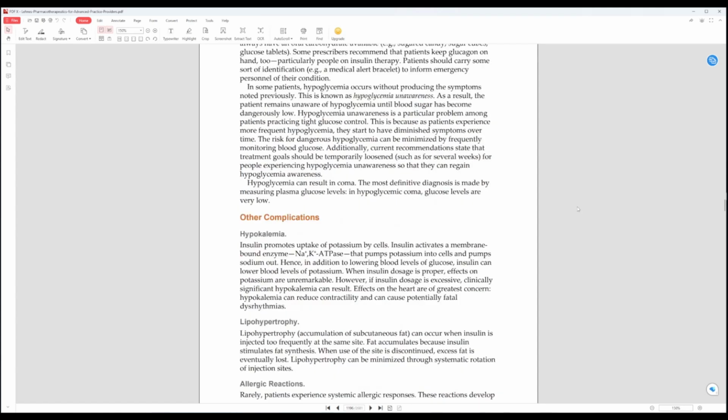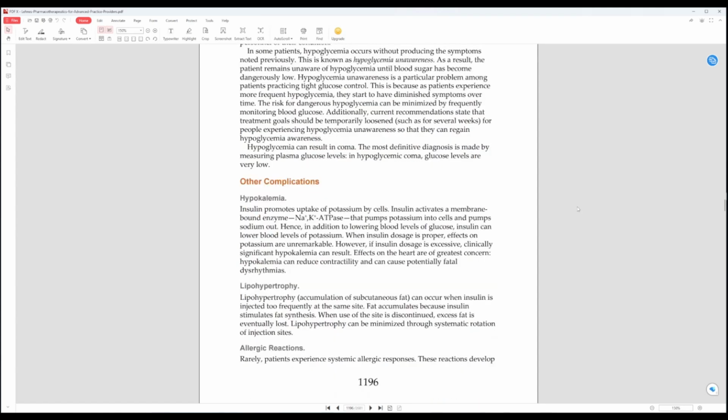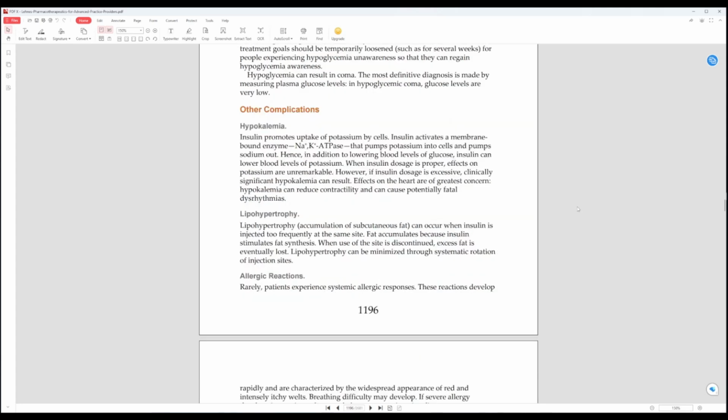Hypoglycemia can result in coma. The most definitive diagnosis is made by measuring plasma glucose levels. In hypoglycemic coma, glucose levels are very low.